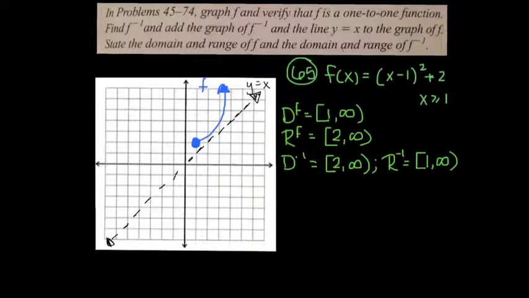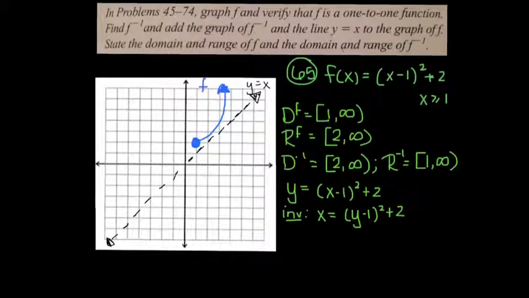The calculations then, I know my original function is y equals the quantity x minus 1 squared plus 2. So the inverse will be x equals the quantity y minus 1 squared plus 2. To solve for y, I can subtract the 2 from both sides, which gives me x minus 2 equals the quantity y minus 1 squared.